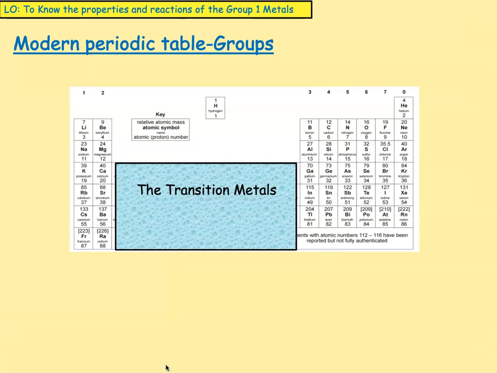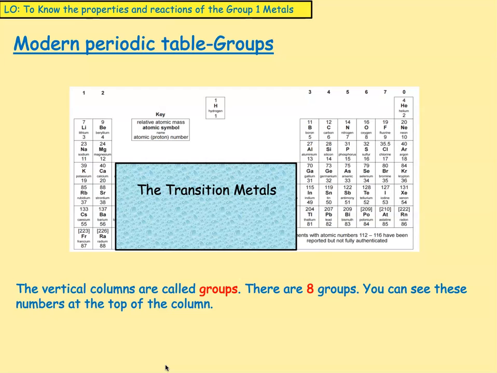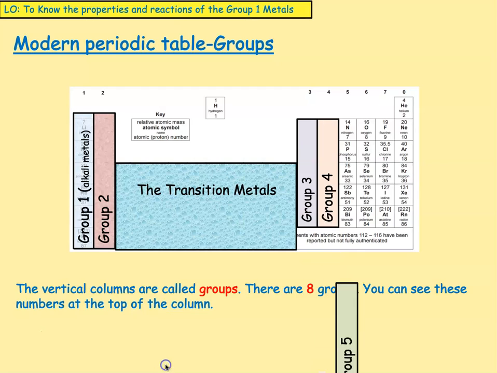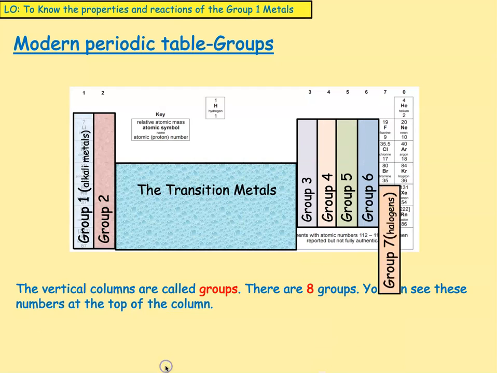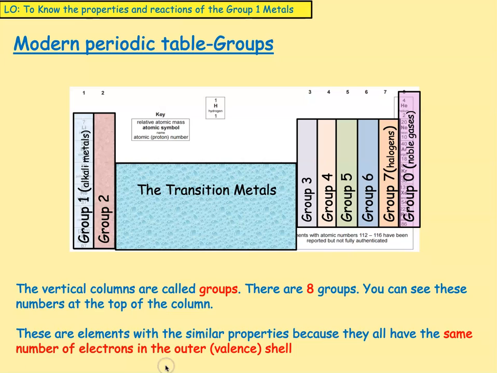Okay, so let's just have a recap about what the periodic table looks like. So the periodic table is split into vertical columns called groups, and there are 8 groups in the periodic table. So the numbers are at the top. This is Group 1, Group 2, Group 3, Group 4, Group 5, Group 6, Group 7, which we're going to look at today, and Group 0. These are elements with similar properties to each other because they all have the same number of electrons in their outer shell.